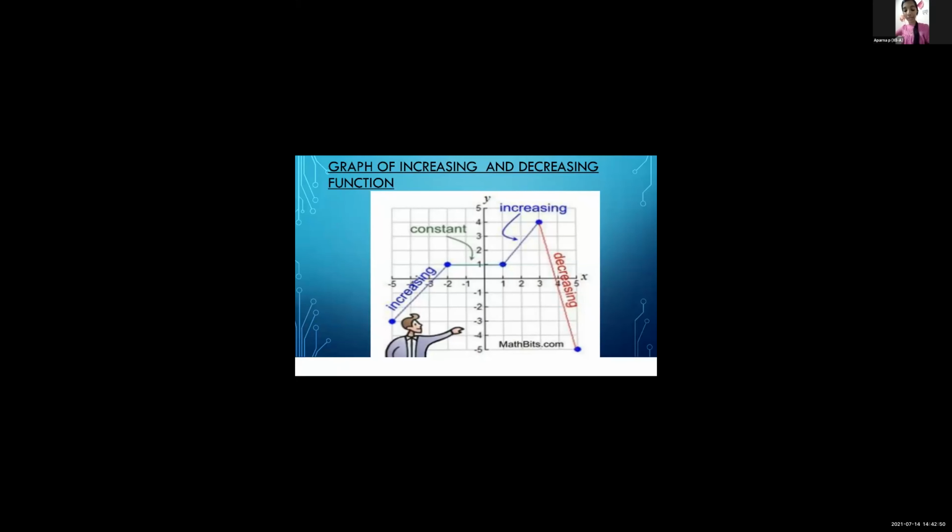So, sorry, the graph of the increasing and decreasing function: the blue line which you can see is denoted as an increasing function. You can see it on your left side as well as on your right side. Then the green line is the constant function. And you can see it on your right side, the red line, that is a decreasing function. So this is the graph of increasing and decreasing function. So now let's see one problem so that it would be more clear.